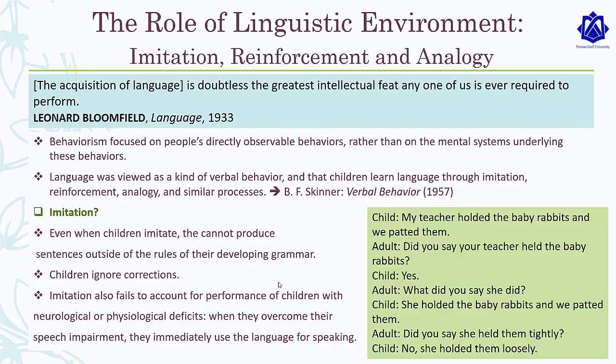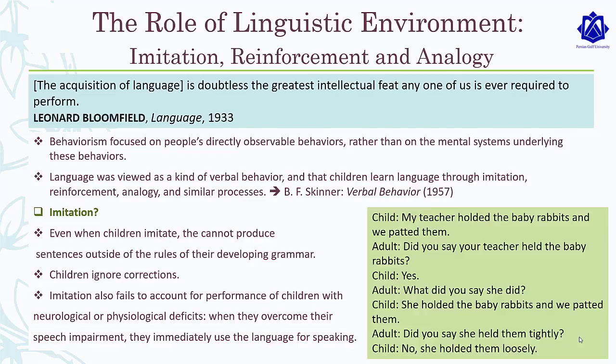So therefore, based on this, we can say even when children imitate, they cannot produce the sentences outside the rules of the grammar they have developed so far. If they have not learned the exception, if they have not arrived at the third stage in morphological acquisition, then they would not be able to use the correct form of irregular verb held. And children, as you can see, they ignore corrections.